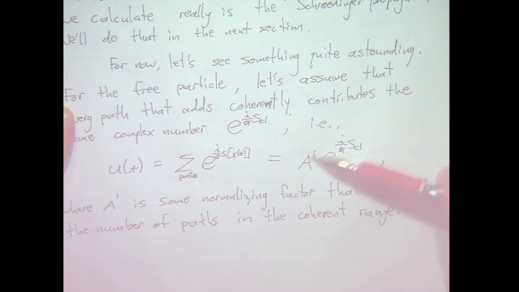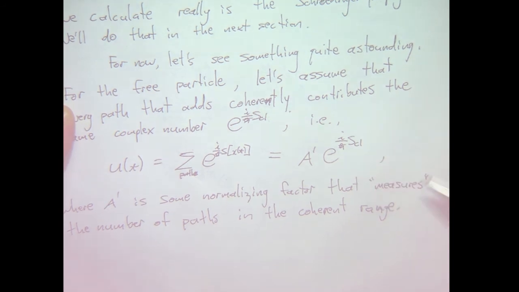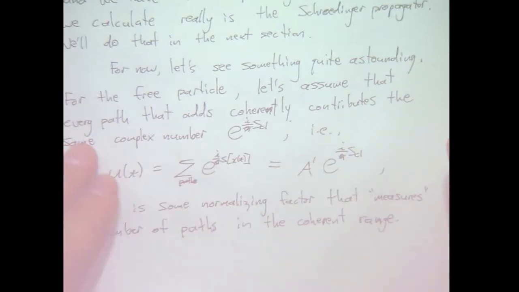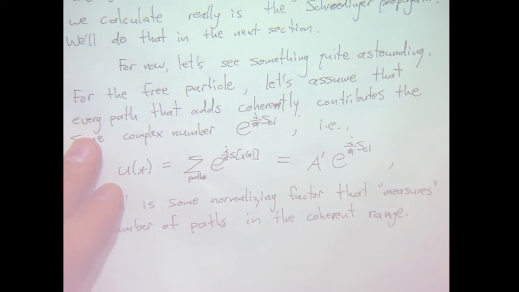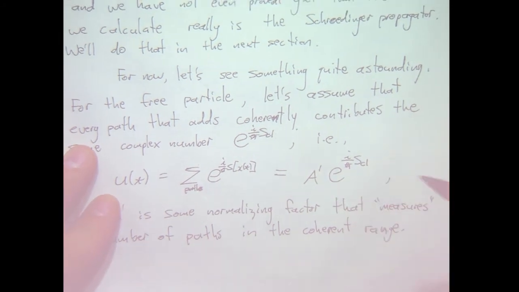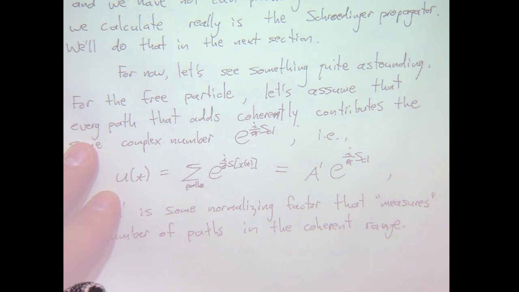In fact, A prime, if you think about it, sort of measures the width, or the number of paths, in the coherent range. It's got to be, because these are unit modulus, and this gives it the non-unit modulus factor. So that's like the number of paths that actually contribute. You can't count the paths, but you can calculate a measure. So the normalization constant gives you an idea about the width of the coherent region.